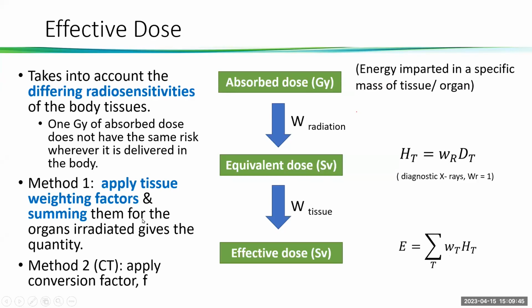So the first method is this, which is basically to apply the tissue weighting factor and sum them up and finally arrive at one single quantity. The second method, which is more relevant to CT, applies a certain conversion factor F. This, I believe, Dr. Khalis will explain more later.